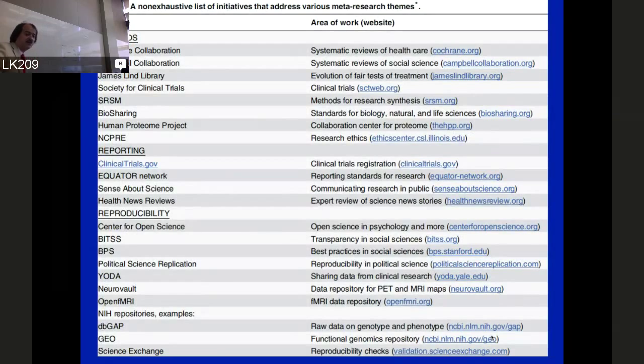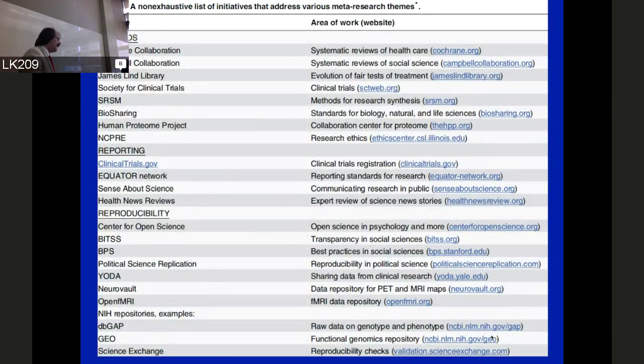And health news reviews, the end product of how research is communicated and what people will understand from the research that is being communicated in the news. Is that proper, appropriate, balanced, or are there problems with it?